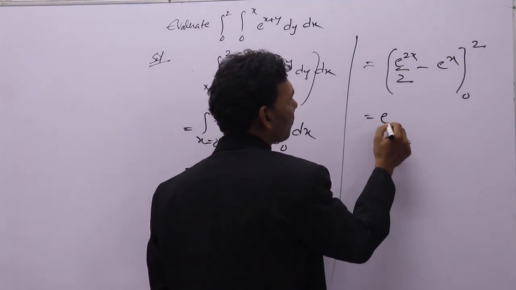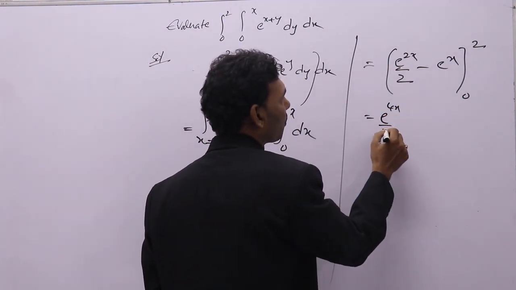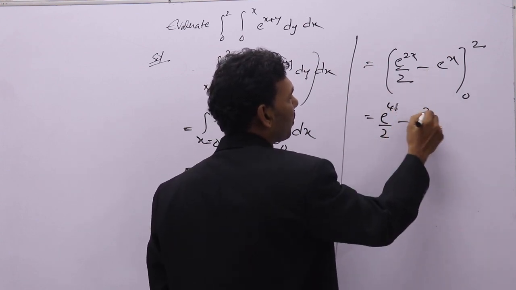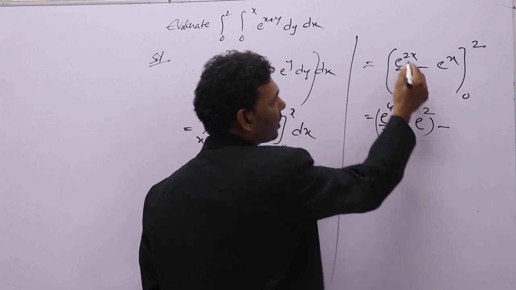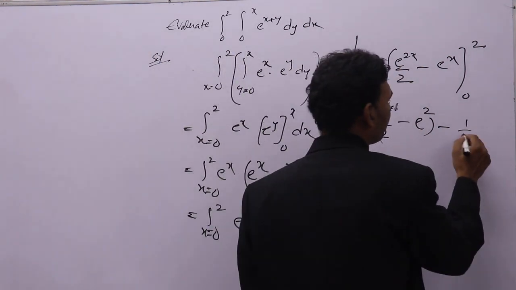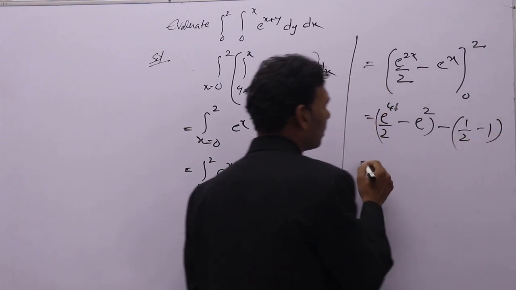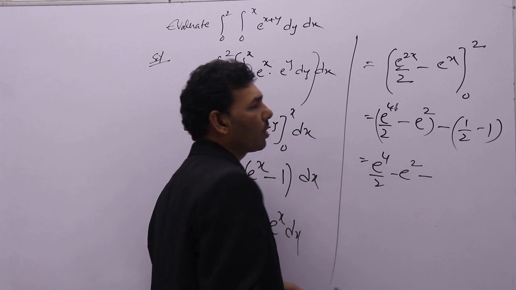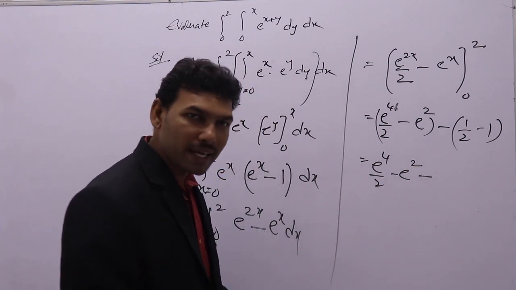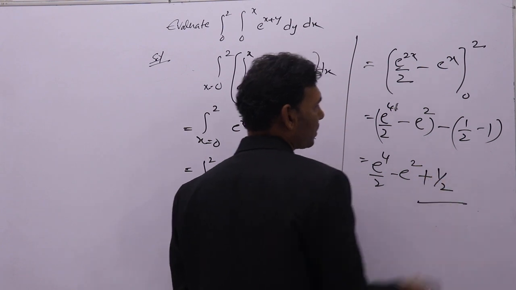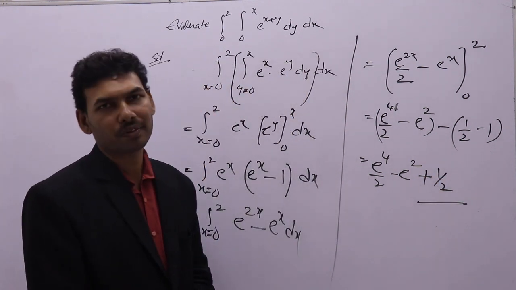Write in the place of x 2, next write in the place of x 0. If you write in the place of x 2, e power 4 by 2 minus e power 2, minus lower limit. If you write in the place of x 0, e power 0 is 1, so 1 by 2, e power 0 is 1. So e power 4 by 2 minus e power 2, minus 1 by 2 minus 1, so minus into minus plus 1 by 2 is the answer. Clear?